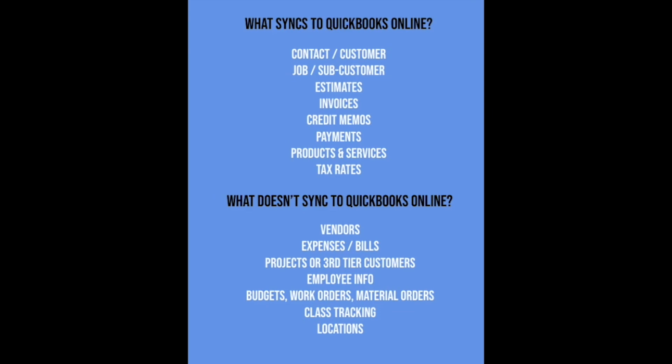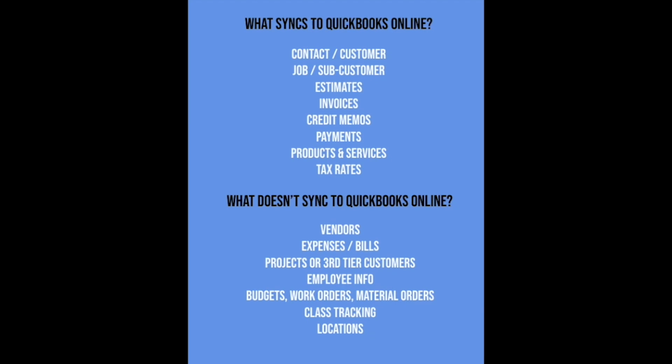What's going to go through for you are going to be the contacts, including all the contact information. Those will sync into QuickBooks as a new customer. If you have jobs enabled in JobNimbus, those will sync into your QuickBooks as a sub-customer. We'll take with it phone numbers, addresses, etc.